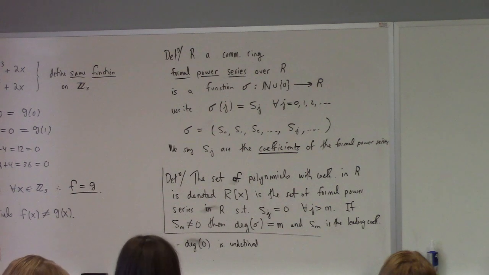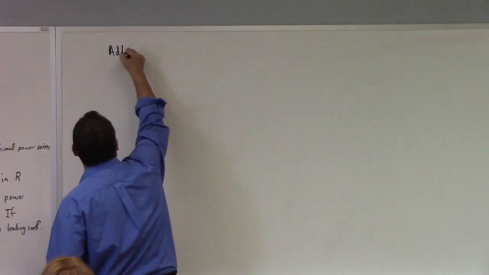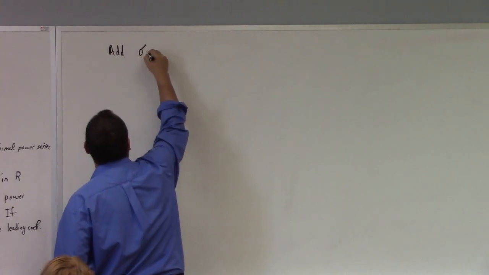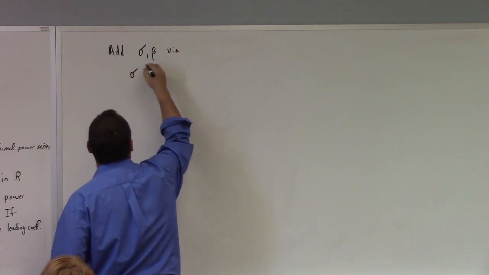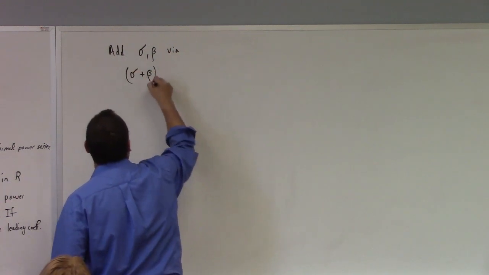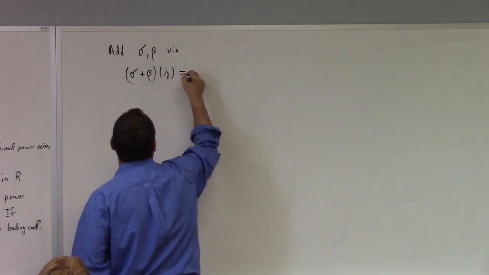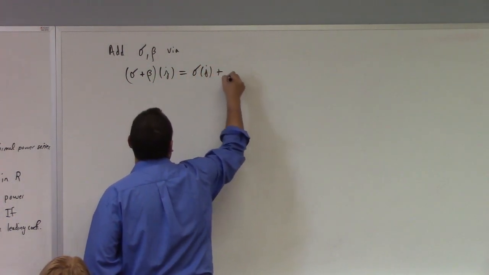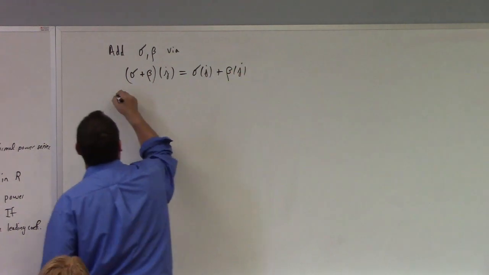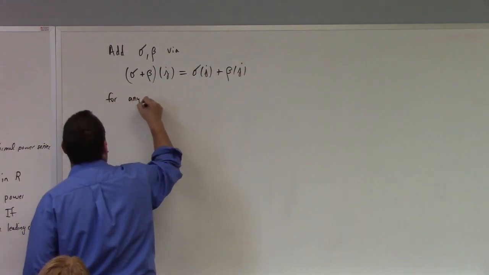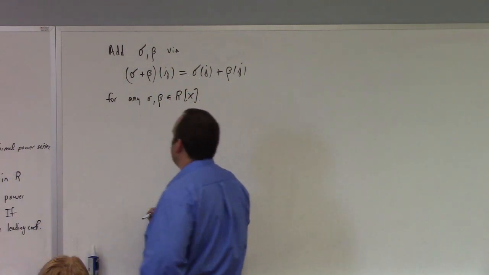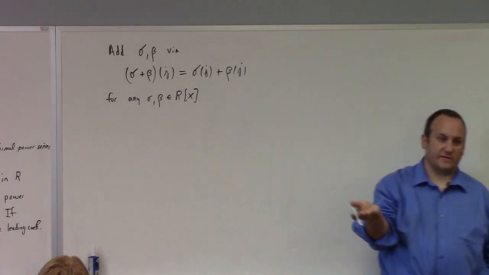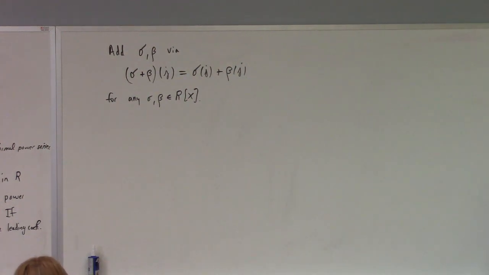How do you add sequences? So we can add sigma and beta via (sigma plus beta) of j is equal to sigma of j plus beta of j, for any sigma and beta in this set. Because remember, formal power series are functions. We know how to add functions. We add them pointwise, right?